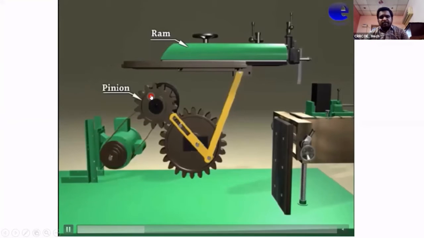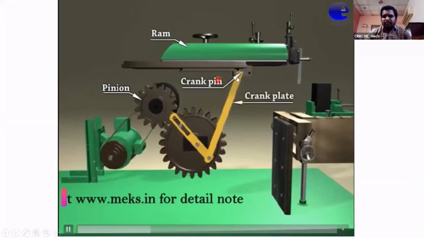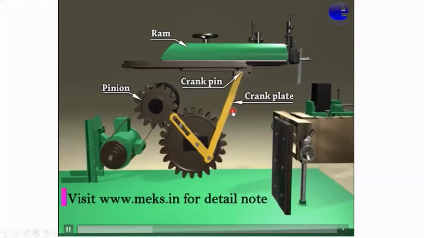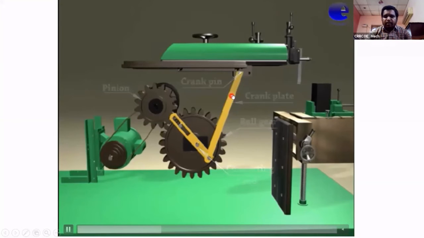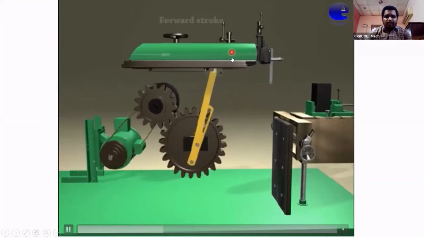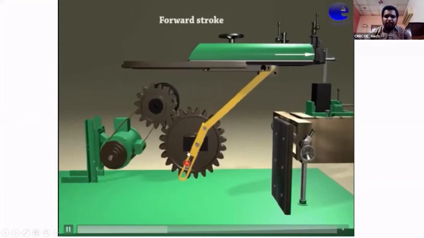Here, this is the pinion which is connected to the motor, and this is the bull gear which is rotated with the help of the pinion, and this is the crank. This is the connecting rod. Actually, this is the crank plate, and there is a slot in the crank plate. This is the connecting rod. The end of the connecting rod is connected to the ram. The slider is moving in the crank plate.